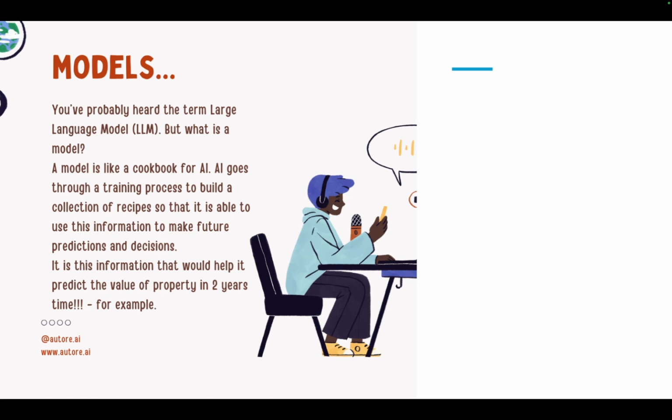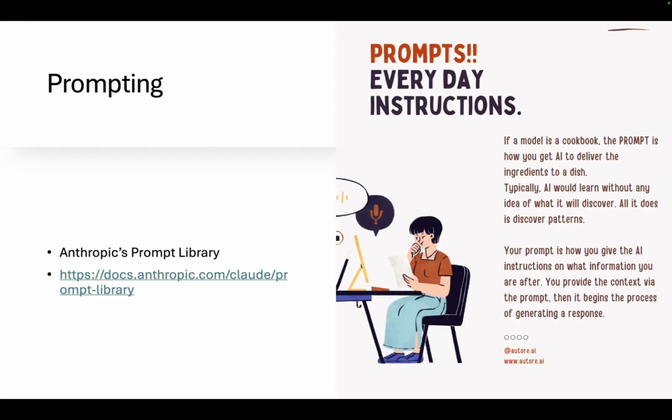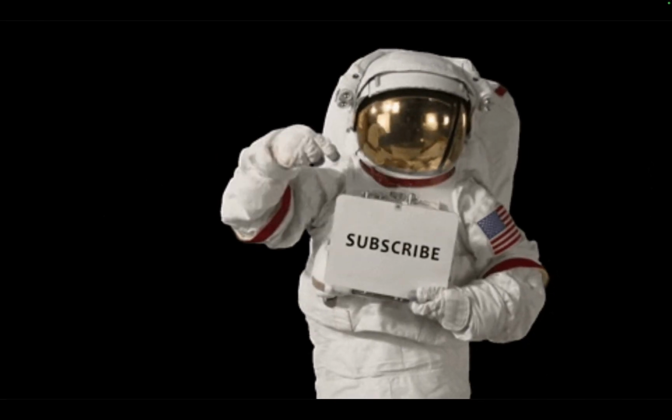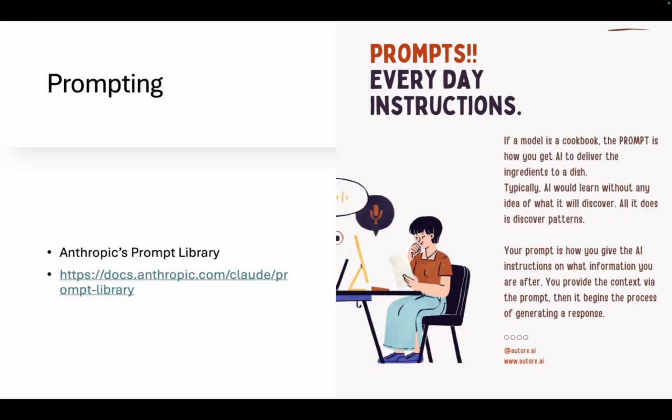Now, there are different ways of training AI, but at a high level, it's just getting trained in order to build that recipe cookbook from which it will make predictions, make decisions, or help answer whatever questions you throw at it after the training. Now, in terms of prompting, the prompt is essentially your way of getting AI to do what you want it to do. So if a model is a cookbook, the prompt is how you get AI to deliver the ingredients.